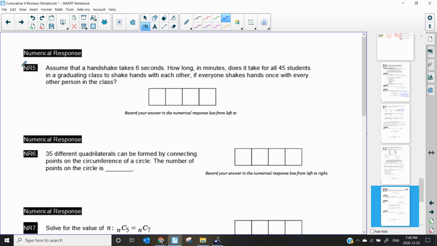We had lots of questions about number 5 today. So assume that a handshake takes 6 seconds. About how long in minutes does it take for all 45 students to shake hands? Well, order doesn't matter when we're shaking hands. So we have 45 people shaking hands. Only 2 people can shake hands at a time. That's going to give you a certain number of handshakes. We're going to take those handshakes and multiply by 6 because it's 6 seconds per handshake. And then once we have that in seconds, we can convert it to minutes.